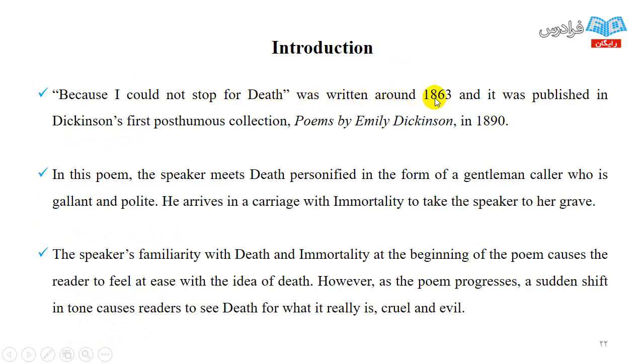This poem was written around 1863, and it was published in Dickinson's first posthumous collection, Poems by Emily Dickinson, in 1890. In this poem, the speaker meets death personified in the form of a gentleman caller who is gallant and polite. Death arrives in a carriage with immortality to take the speaker to her grave. The speaker's familiarity with death and immortality at the beginning of the poem causes the reader to feel at ease with the idea of death. But as the poem progresses, a sudden shift or change in tone causes readers to see death for what it really is, cruel and evil.